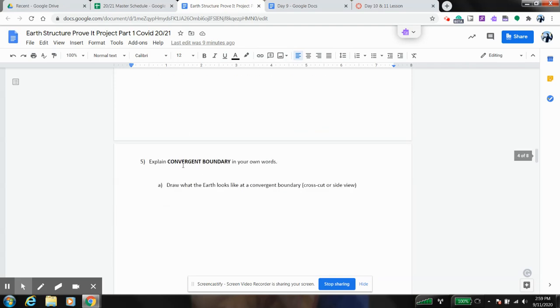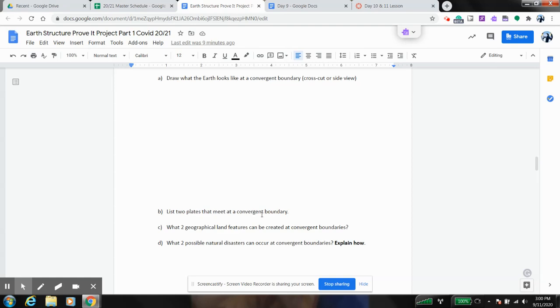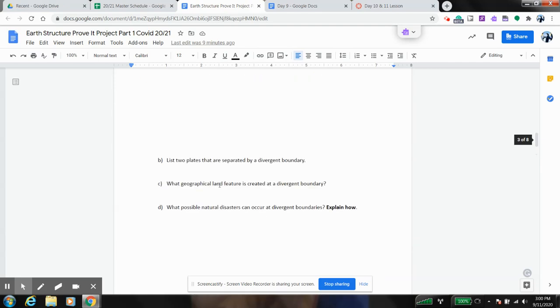Okay? Then you're going to do the same thing for convergent boundaries. You're going to explain in your own words. You're going to draw a picture of a convergent boundary. Again, a crosscut or side view in color with labels. 2 plates that meet at a convergent boundary. And then you're going to come up with 2 geographical land features that are created. And then what are 2 possible natural disasters? So I guess up here it's 1.